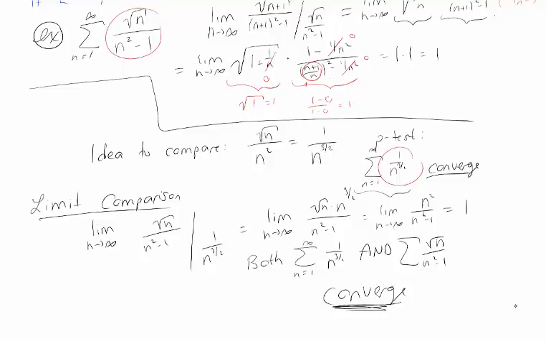So the ratio test couldn't tell us anything. We had to use another test, and the other test happens to tell us that this converges.